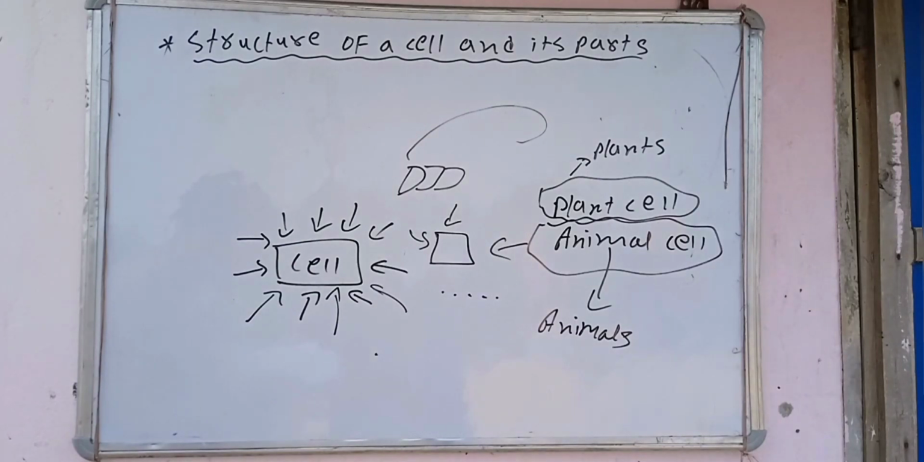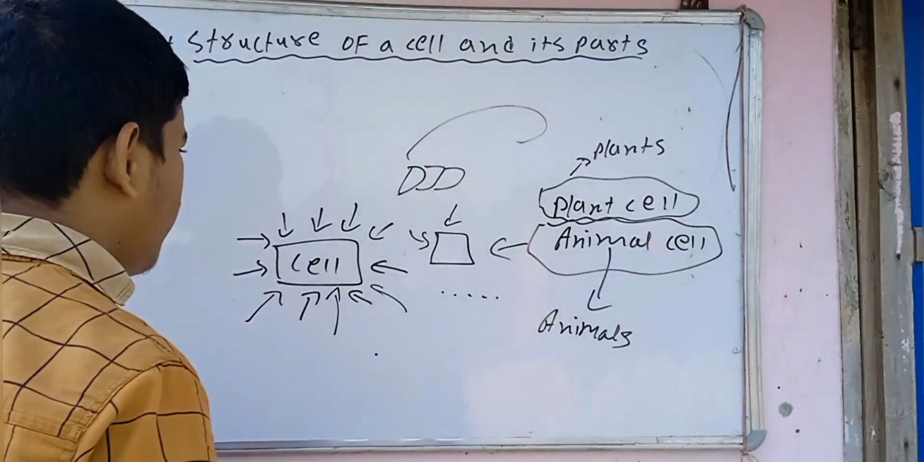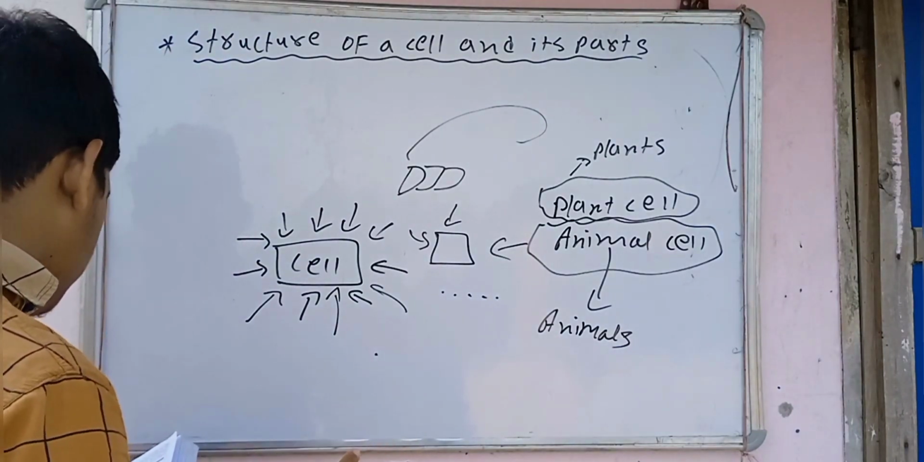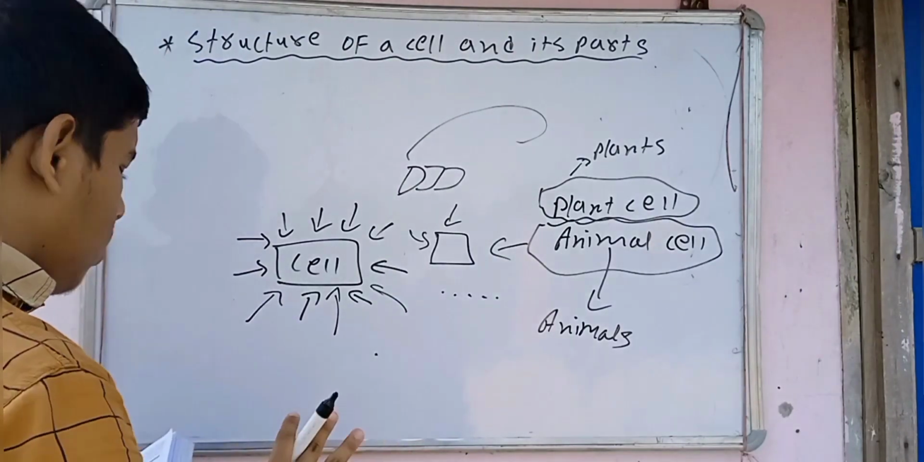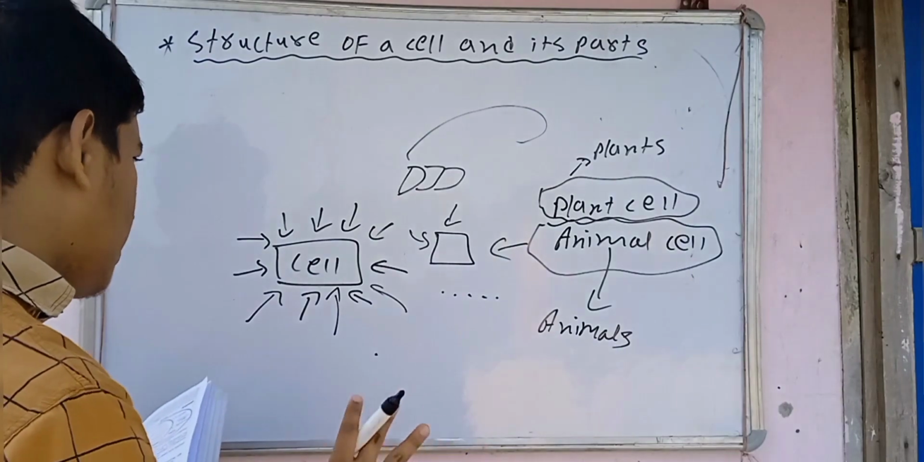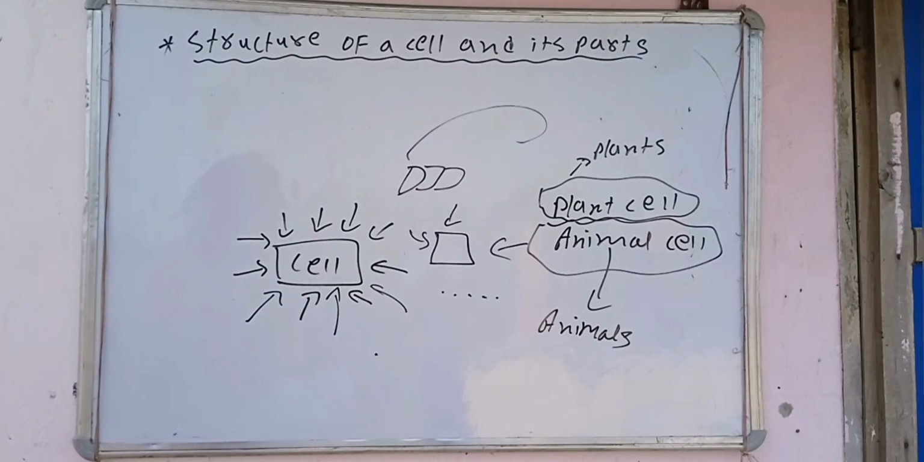The structure of plant cell and animal cells are composed of various components. So the structure of animal cell and plant cell contain a bunch of important parts, components, right? The structure of both plant cell and animal cells are composed of various components, various parts that are very important. We will study later in this video or in this topic, structure of cell and their parts.